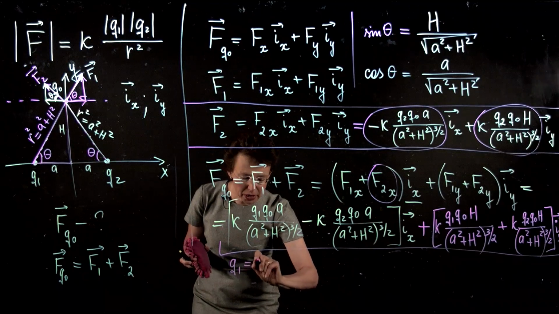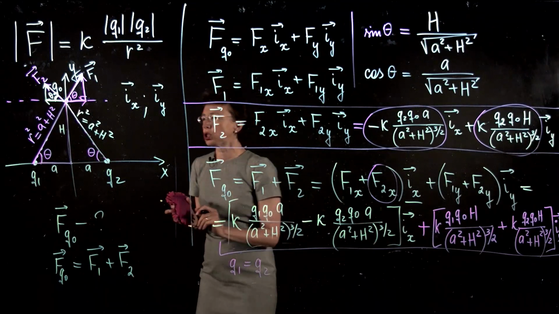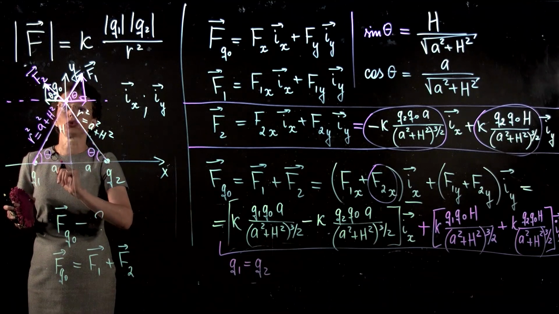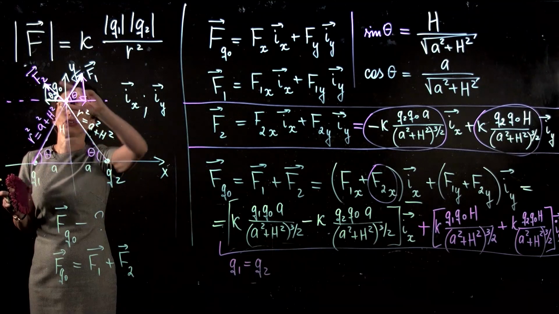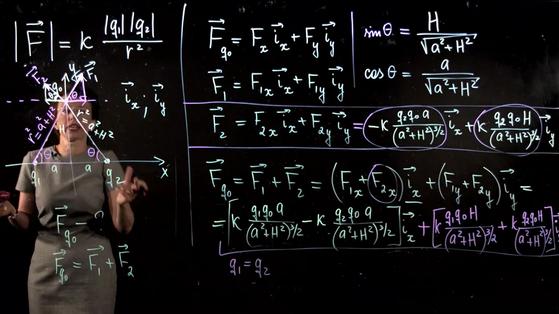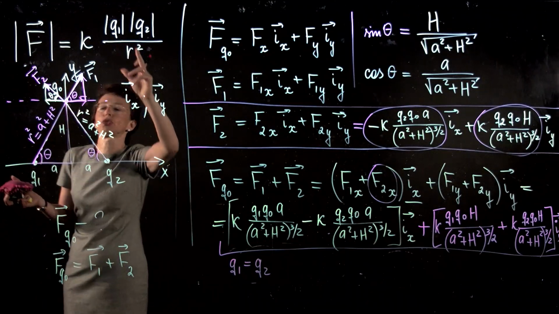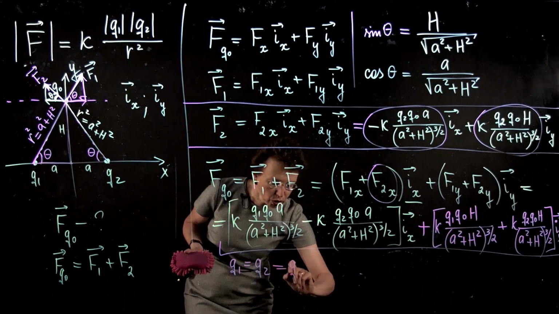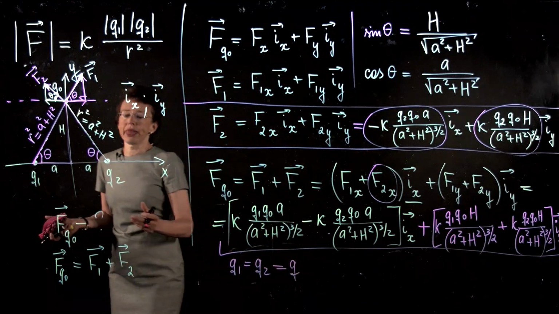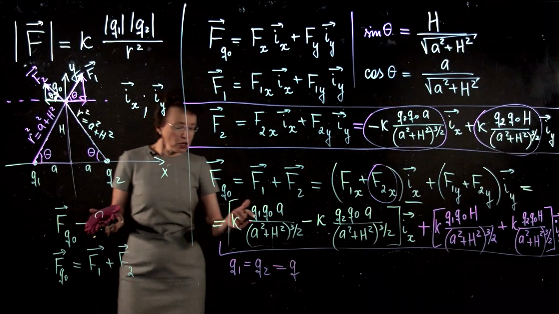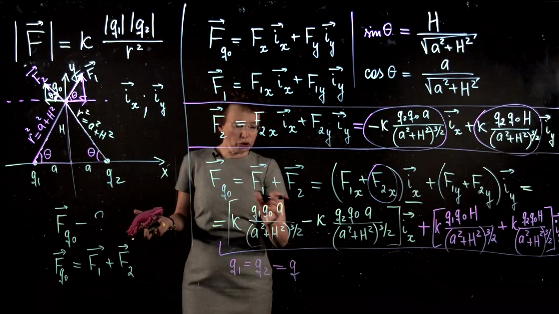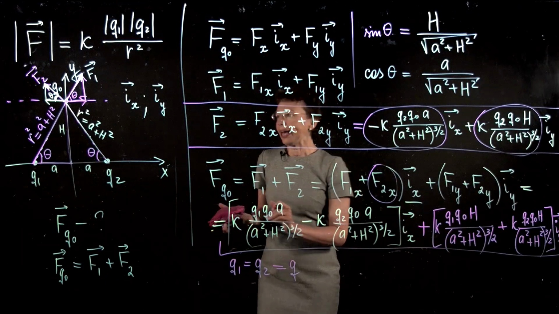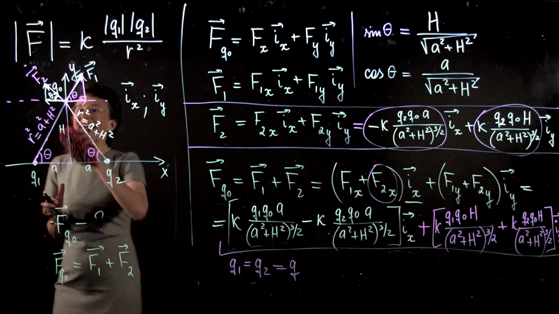What will happen? Q1 is equal to Q2. If Q1 is equal to Q2, then the length of these two vectors are equal to each other, so magnitudes will be the same. Let's put it equal to Q. Then the magnitude of force will be just Q naught and Q naught here, and x components will cancel each other.